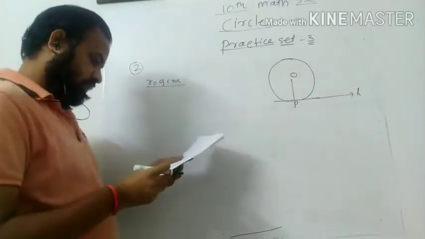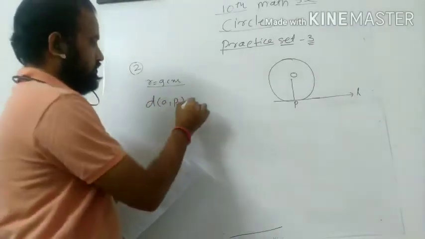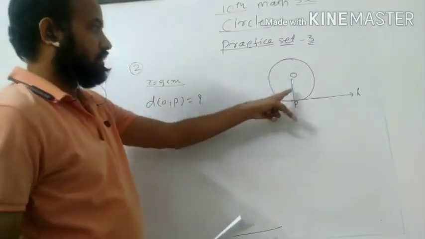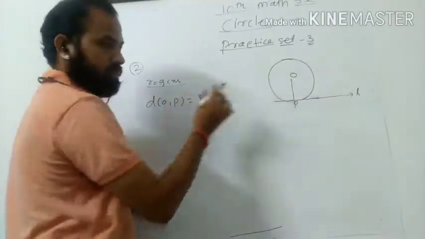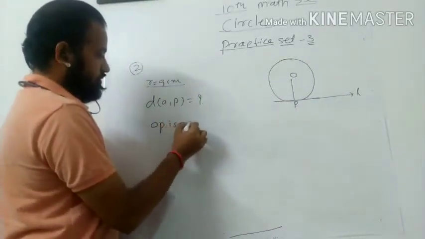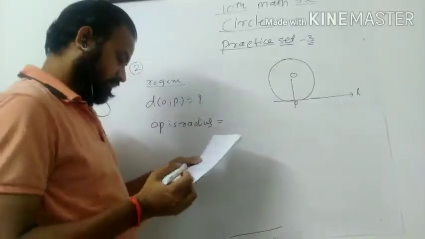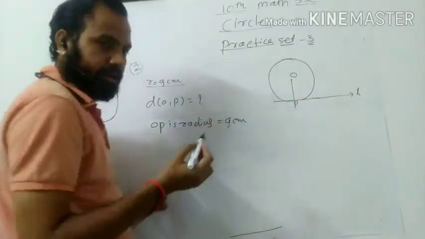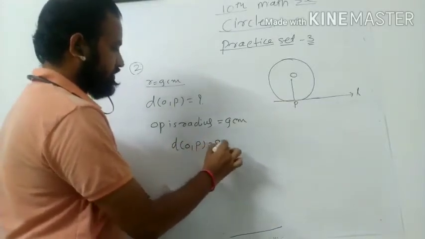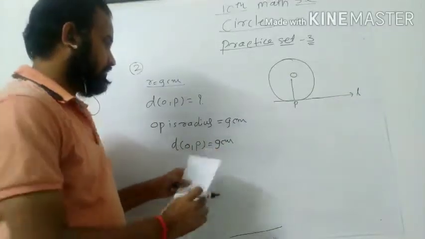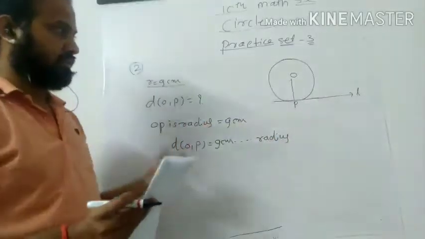The first question is: what is the distance of O to P? They ask what is the distance of this point P from O. As we all know, OP is a radius of the circle and the radius is given as 9 centimeter. So I can write that the distance of point P from O is 9 centimeter. Why? We can provide the reason: because it is the radius. This is the most simple sub question.